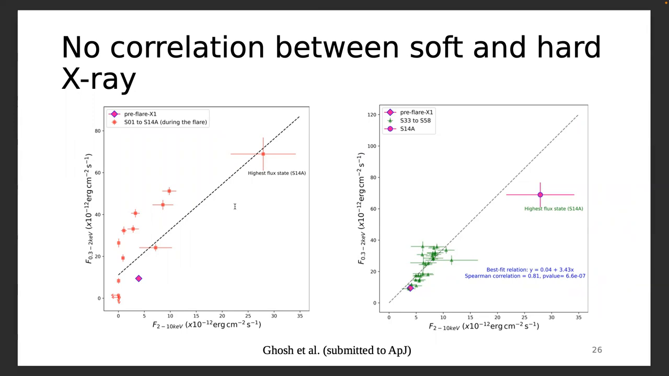And as you can see here, there is no correlation on the left-hand side, but on the right-hand side, this is the soft and the hard X-ray flux, and we see a very strong correlation now, right? So there must be something that has dramatically changed between this period.